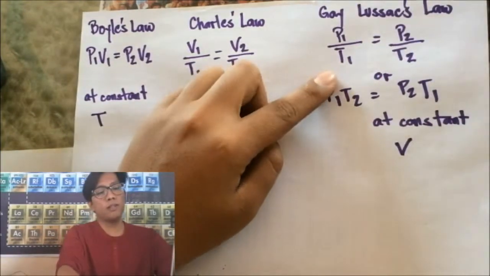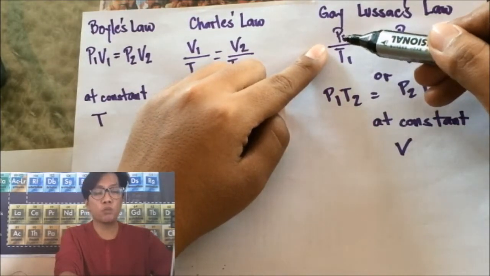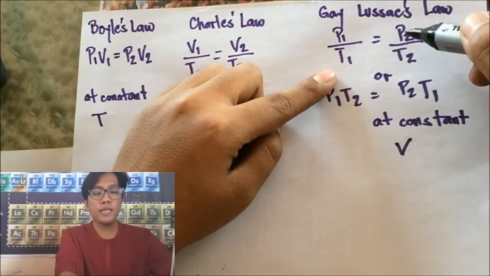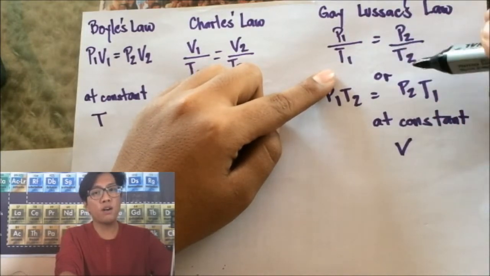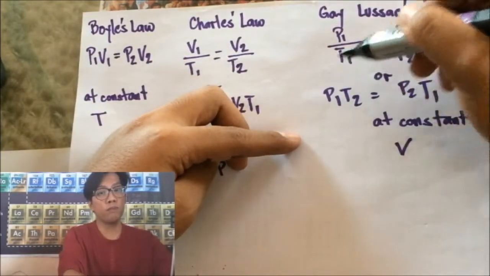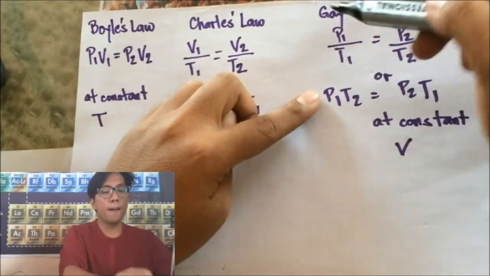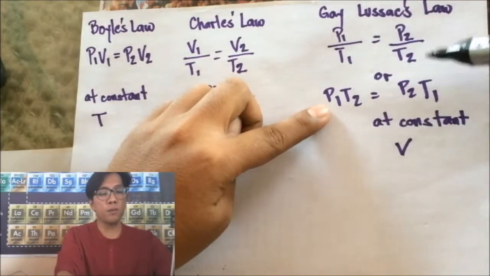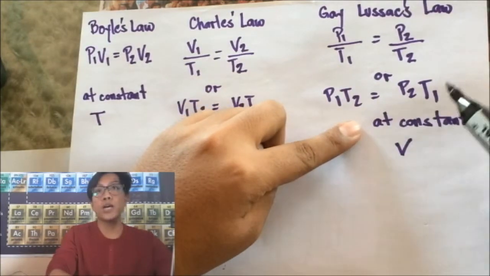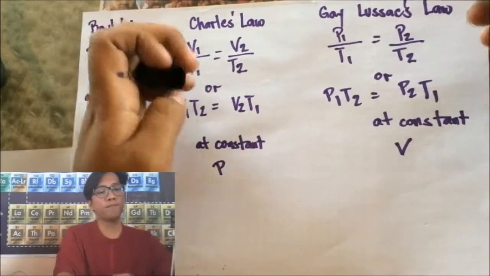Now for Gay-Lussac's law, this is how we express the equation. P1, or the initial pressure, over initial temperature is equivalent to the final pressure over final temperature. Same as with Charles' law, we can just cross multiply this one so that it will be easier for us to solve the problem. We have P1 multiplied by T2, we have P1 T2, and P2 multiplied by T1, we have P2 T1. And that's how we derive this formula.